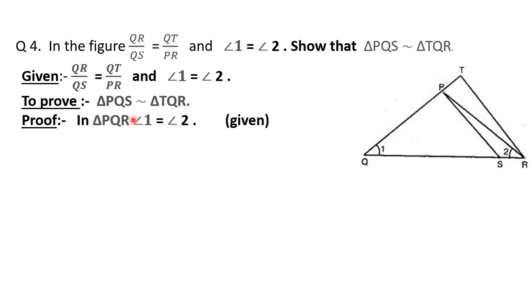So for this, in this triangle PQR, it is given angle 1 is equal to angle 2. We are talking about the triangle PQR and angle 1 is equal to angle 2.